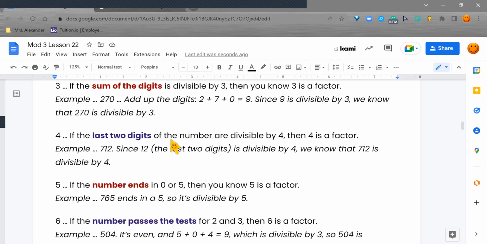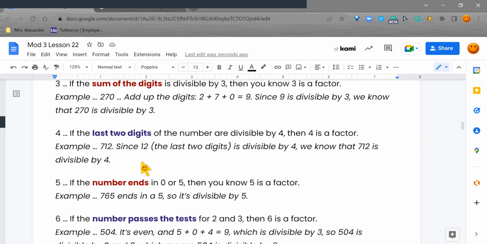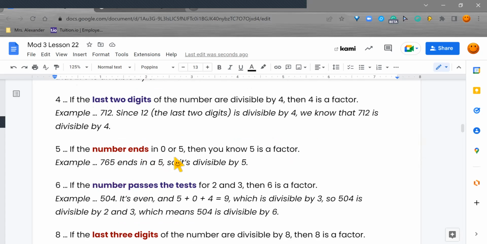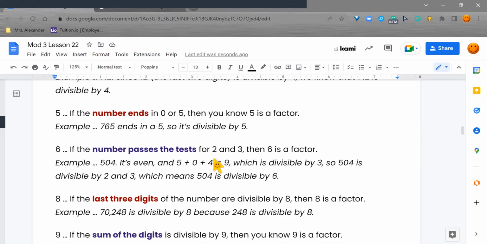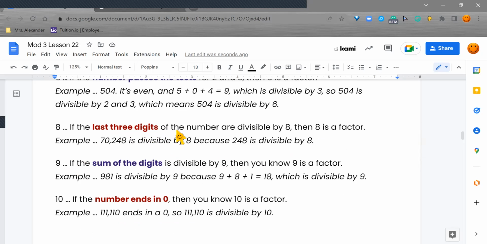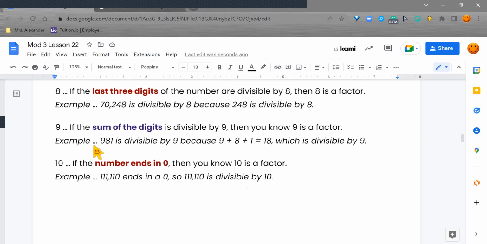If the last 2 digits of the number are divisible by 4, 4 is a factor. If the number ends in 0 or 5, 5 is a factor. For 6, if the number passes the test for 2 and 3, then 6 is a factor. If the last 3 digits of a number are divisible by 8, then we know 8 is a factor. We have to add up the digits and see if the sum is divisible by 9, then 9 is a factor. And if the number ends in 0, then you know 10 is a factor.